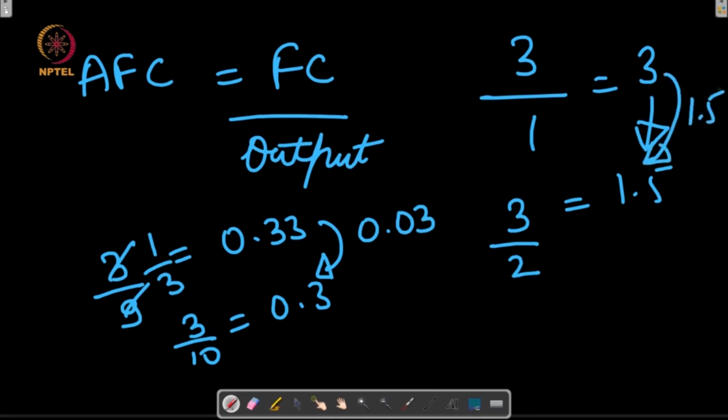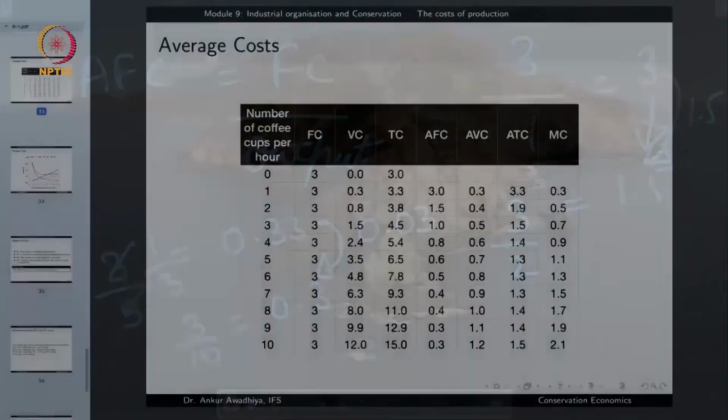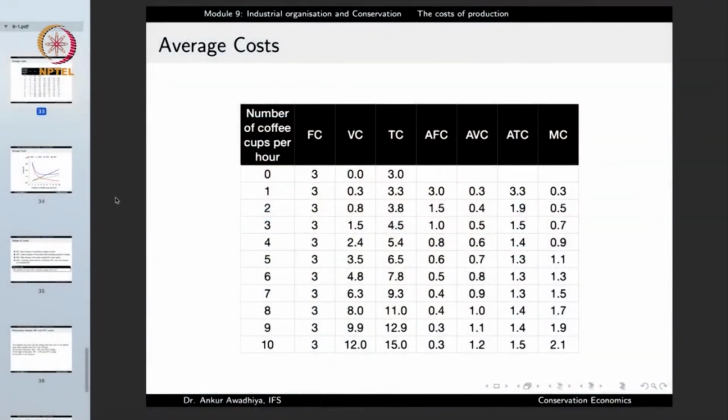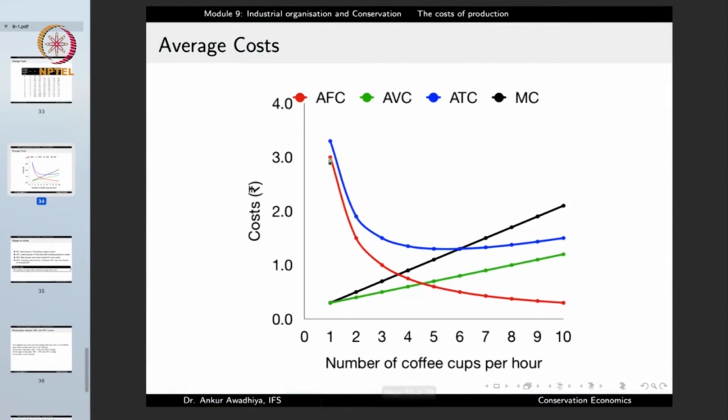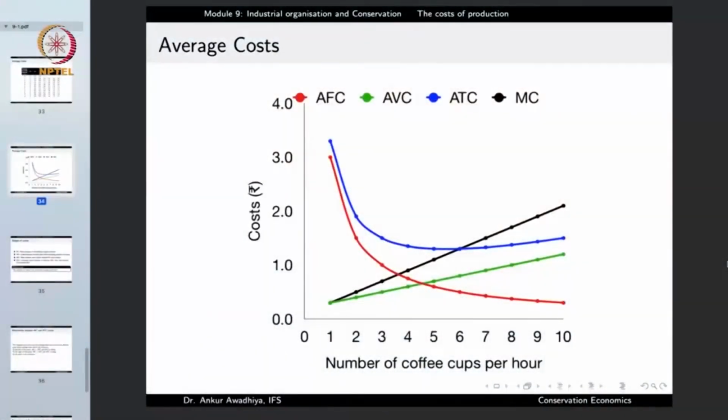It was 1.5, which is what we are observing in this curve: earlier the fixed cost decreased by a very large amount, but later on the change is very little, because the numerator is kept fixed while the denominator is increasing, and the impact of this increasing denominator is felt much more in the beginning than at the later stages. So the average fixed cost goes on decreasing.